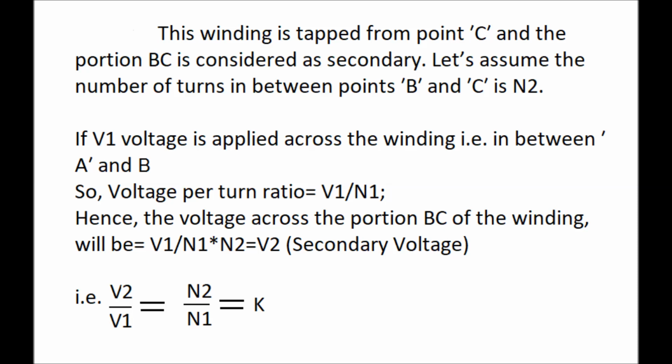Since V1 is the applied voltage across the winding in between A and B, the voltage per turn is equal to V1 by N1. Therefore, the voltage across the portion BC of the winding, that is the secondary portion, V2 is equal to V1 by N1 into N2, that is the secondary voltage. Therefore, V2 by V1 is equal to N2 by N1 is equal to K.